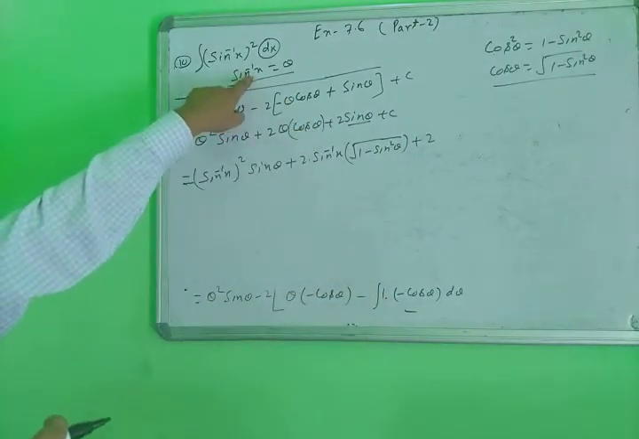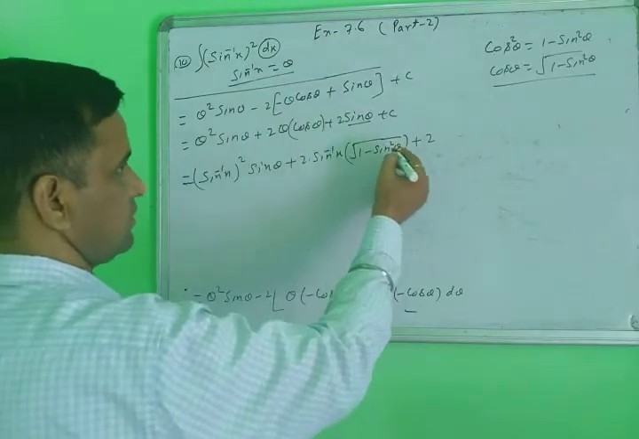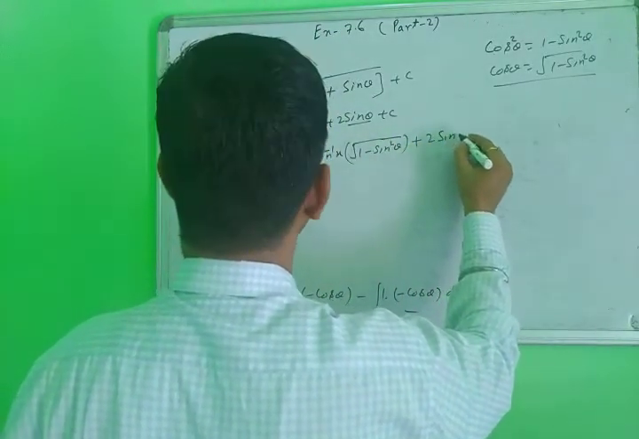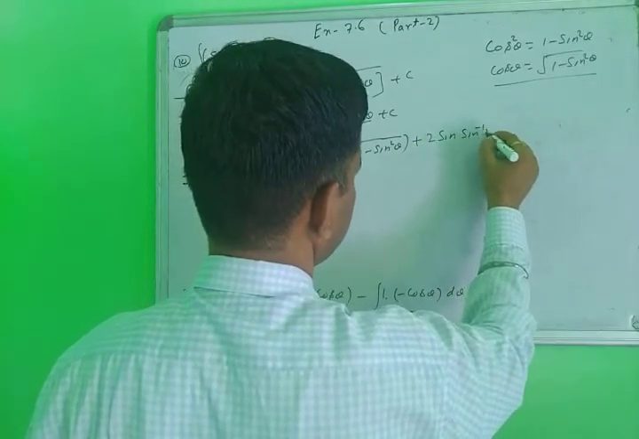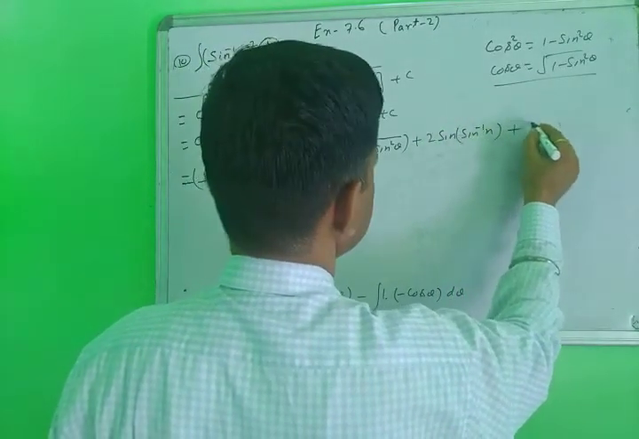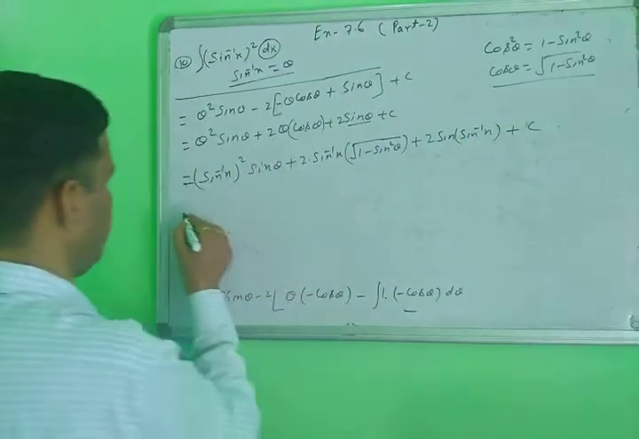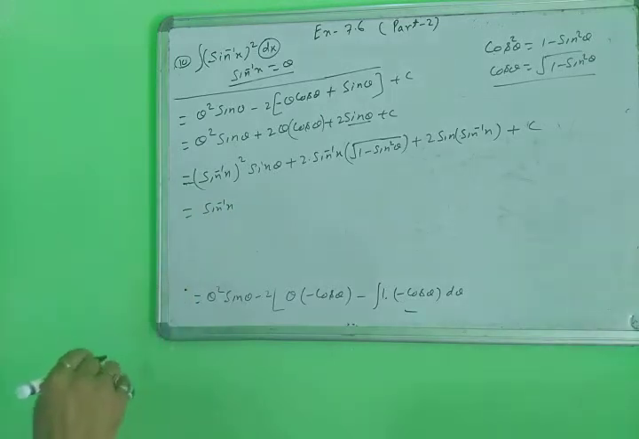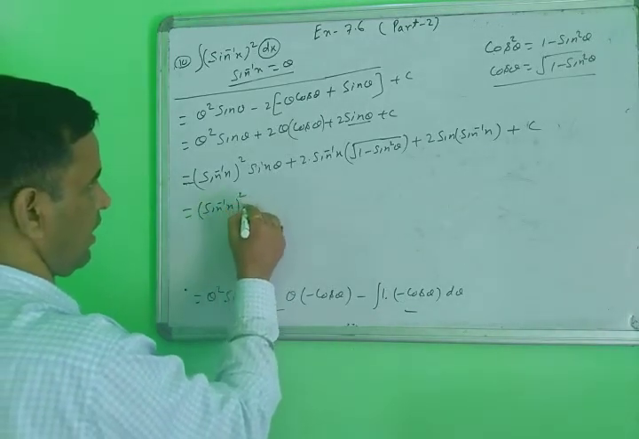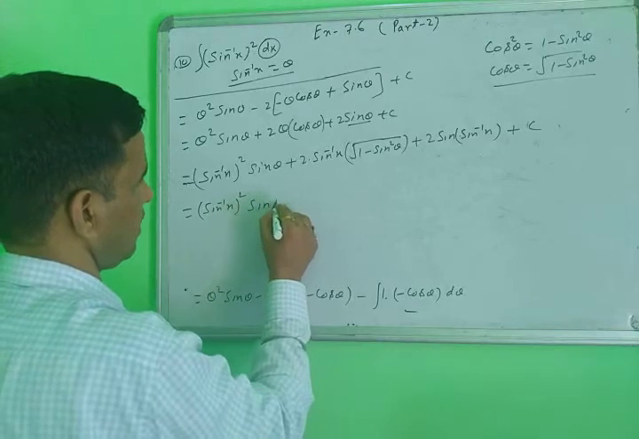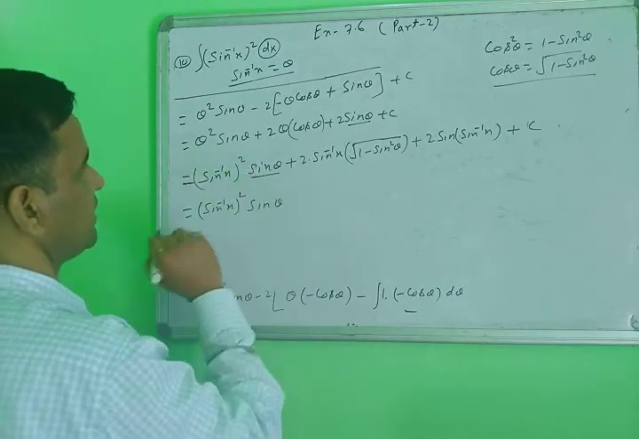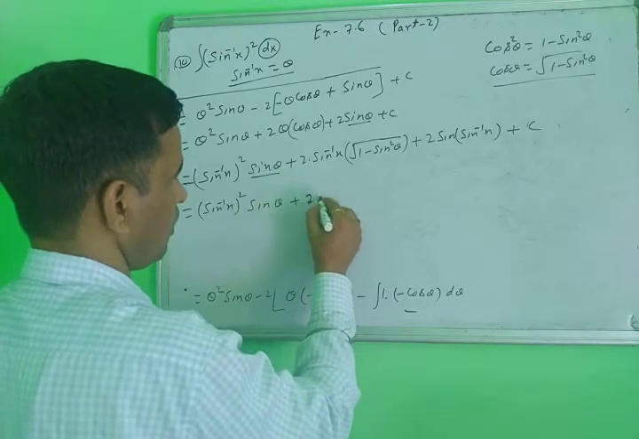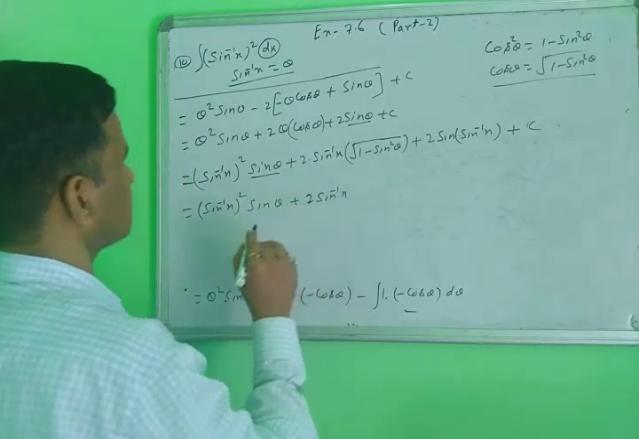What is the value of theta here? Theta equals sin inverse x plus c. But then here sin inverse x is squared, and sin theta is the same, plus 2 sin inverse x.